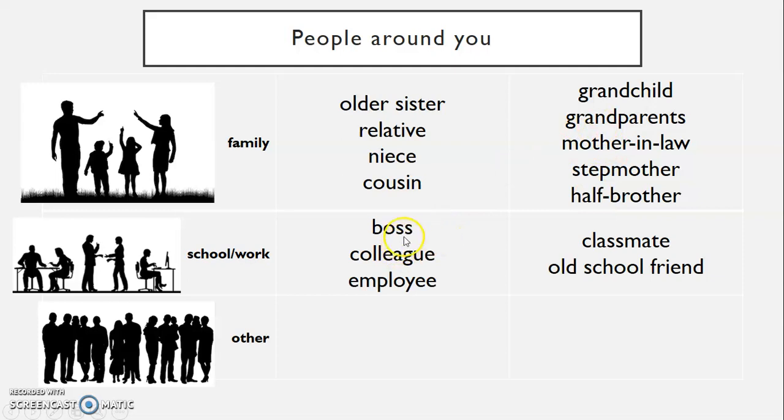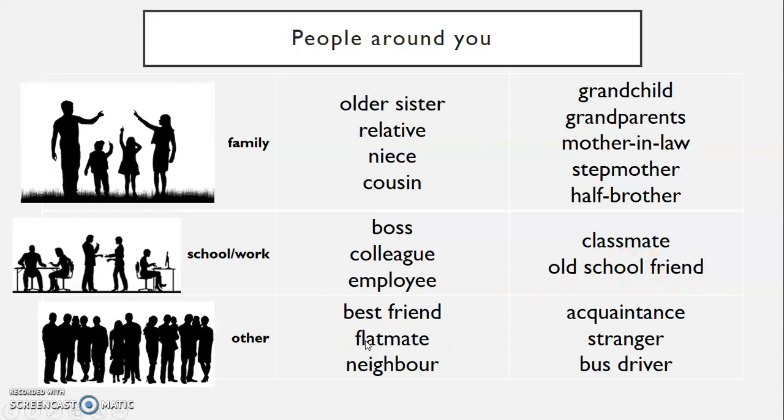School and work, language like boss, colleague. This is difficult to spell. Colleague is someone you work with. An employee, someone who works at a company. Classmate, someone you study with, or an old school friend. Then we have others like best friend, flatmate or housemate.